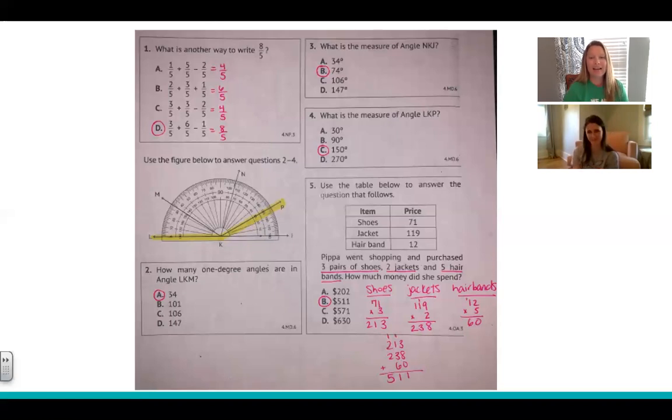Perfect. All right, and then the last one, number 5, doesn't really have anything to do with angles at all, but it's just checking on our problem solving skills. Pippa went shopping. She purchased 3 pairs of shoes, 2 jackets, and 5 hairbands. So you can see that I need to take the cost of each of those items and multiply it by how many items she bought. I made a nice little organized list of how much she spent for shoes and jackets and hairbands, and then I put those 3 together. She spent $511. Wow. That's a lot of money.